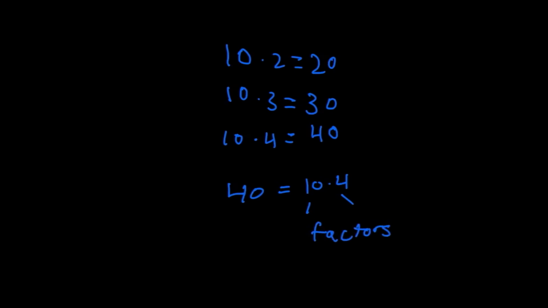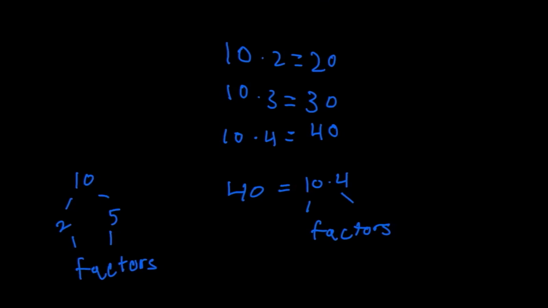We can also break up that 10 that we use to get 40, since there are two numbers that multiply into 10 to get it, that being 2 and 5, and these are the factors that get us 10.